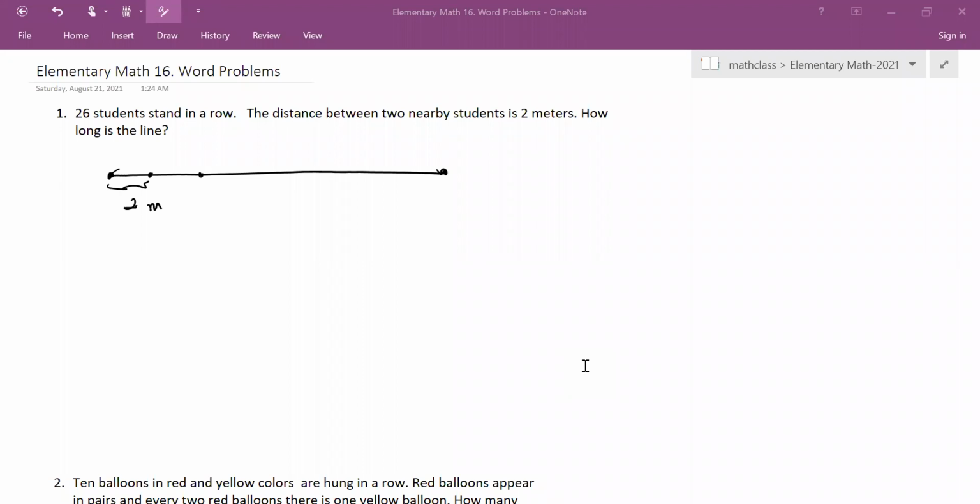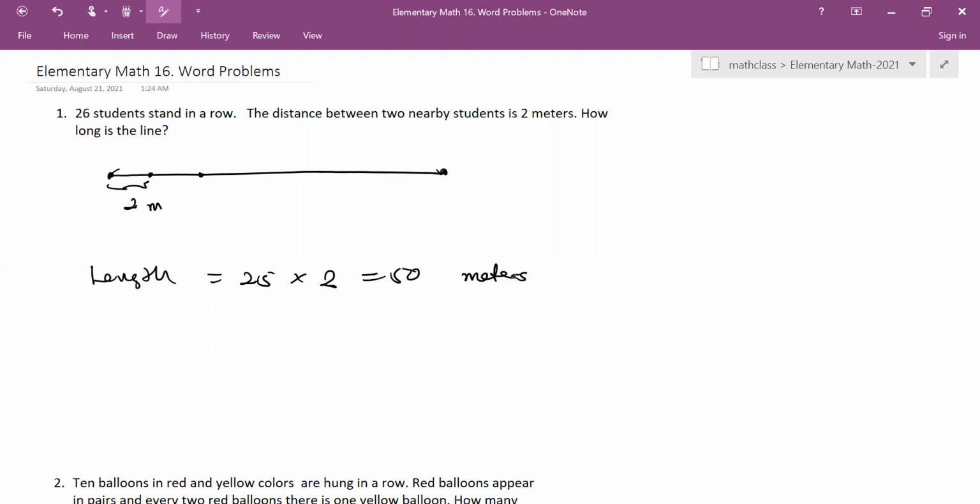When you draw the picture, you will notice that there are 25 sections there, and the length of each section is 2 meters. Then the total length is 25 times 2, which is 50. So that is the length of this whole line. Now, if you don't draw the picture, some students, not everybody, will do the multiplication 26 times 2. Okay, then that is a mistake.